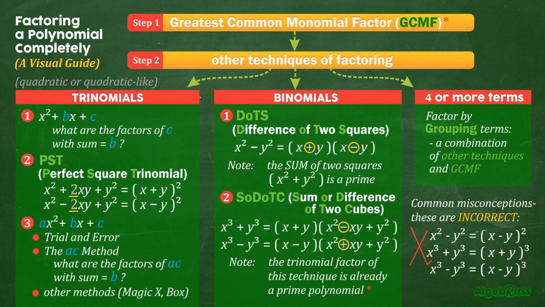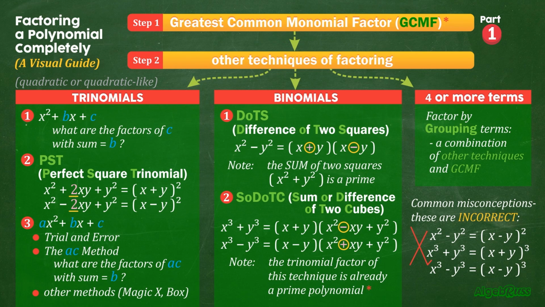Now, let us try to recall our factoring polynomials visual guide. The very first thing we should do is step 1, get the greatest common monomial factor. This is actually part 1 of our tutorial series. Step 2 is use other techniques of factoring, because after getting the GCMF, we are left with either a trinomial, a binomial, or 4 or more terms. So, today, we are continuing discussing trinomials.